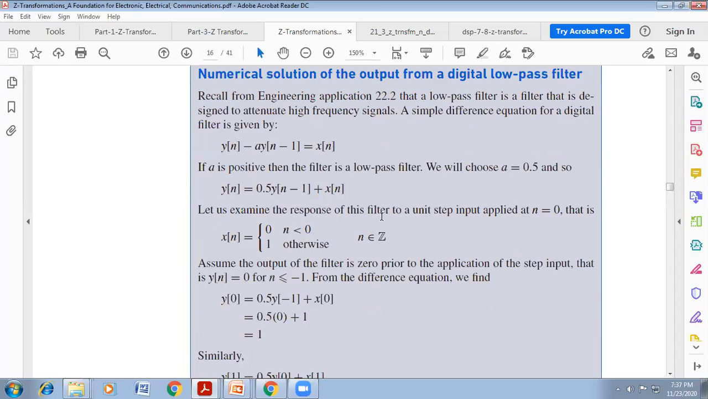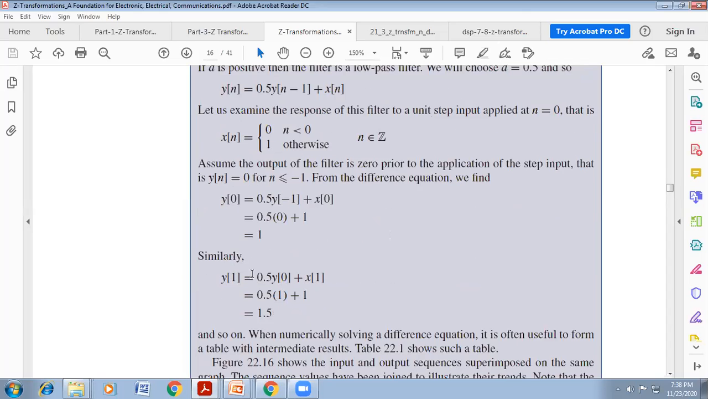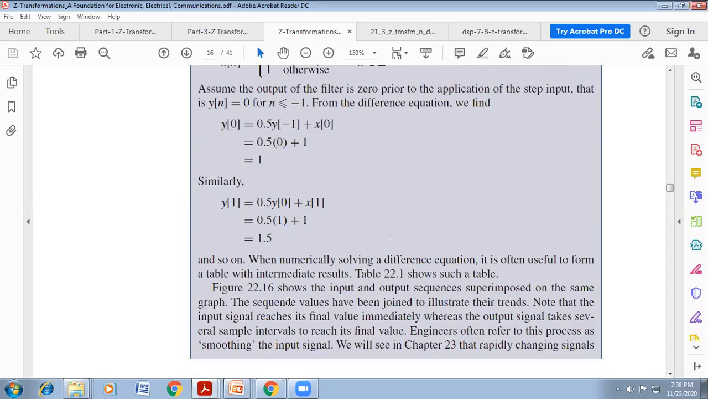Now let us examine the response of the filter to a unit step input applied at n equals 0, that is xn equals 0 for n negative and 1 otherwise, and n must be an integer. So yn will be 0 for n less than or equal to -1. From the difference equation, what will y0 be? Putting n equals 0 here, the negative terms are 0 for this sequence, and we get y0 equals 1. Similarly, y1 will be 1.5, and so on. We can find y2, y3, y5.